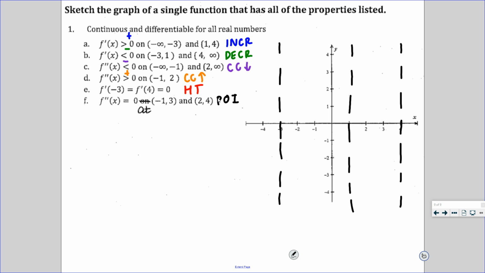And then 4 to infinity. So that's kind of where the increasing and decreasing switches. Now I'm also going to look at these intervals for concavity. So I know it's concave down, everything from negative infinity to negative 1.